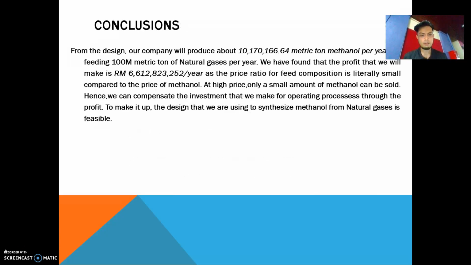In conclusion, for our design, our company will produce about 10,170,166.64 metric ton of methanol per year by feeding 100 million metric ton of natural gas per year. We have found that the profit that we will make is 6,612,823,252 per year, as the price ratio for feed composition is small compared to the price of methanol. At high price, only a small amount of methanol needs to be sold. Hence, we can compensate the investment that we make for operating processes through the profit. Therefore, our design to synthesize methanol from natural gas is feasible.